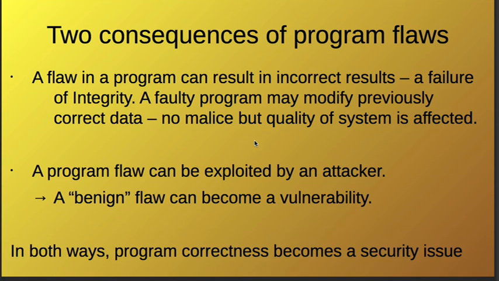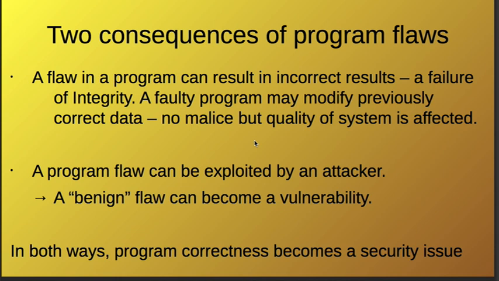Two consequences of program flaws are that you can have incorrect results, so that's a failure of integrity, and a faulty program may modify some correct data that was previously around. There was probably no malice, but the quality of the system is affected by these flaws. We'll define what flaws and failures and errors are in just a second. But first, you want to get a quick view of what happens when you have program flaws.